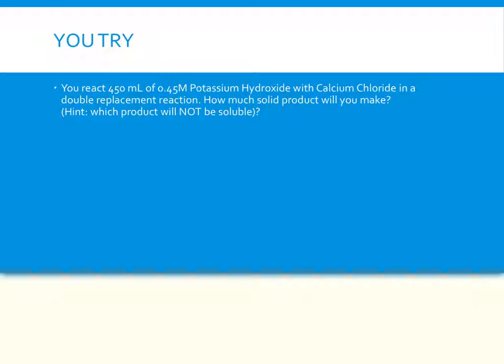So, you try this one. Get your reaction set up, do your problem, convert the milliliters to liters, and then start off with your stoichiometry. This is set up very similarly to the last problem. So, pause the video, you try it on your own, and then watch the video and see if you match. Okay?